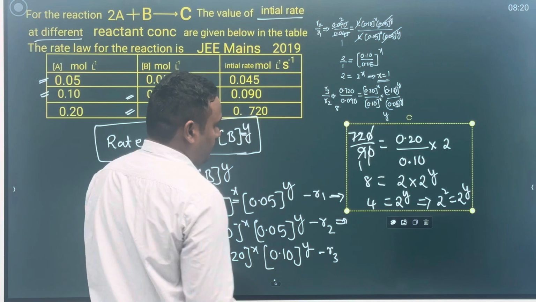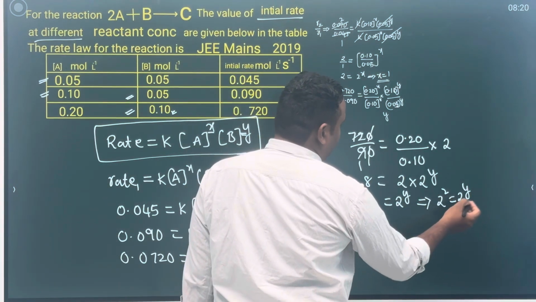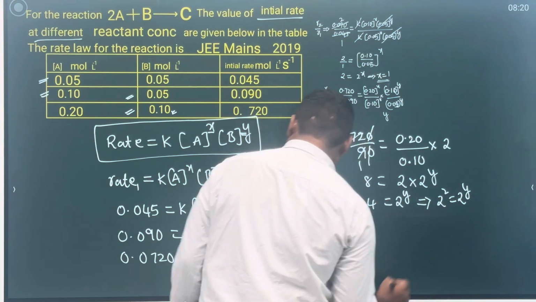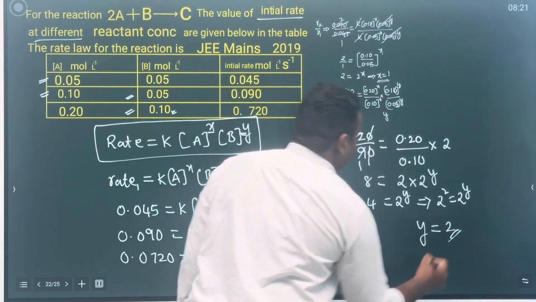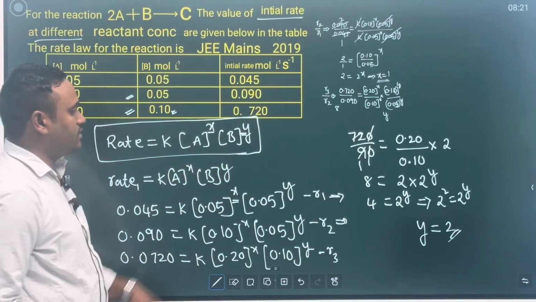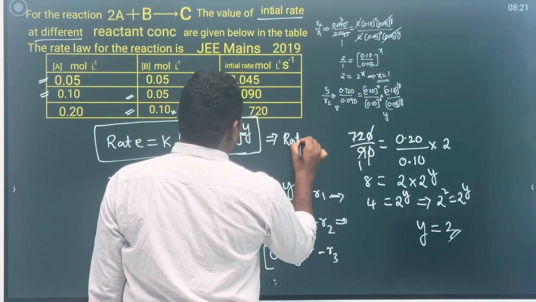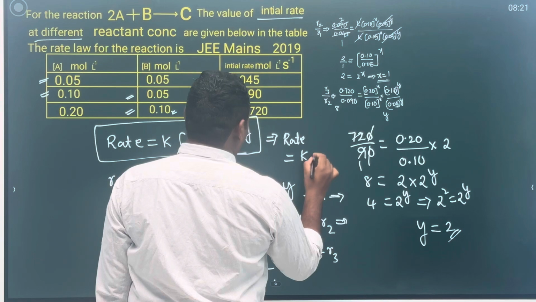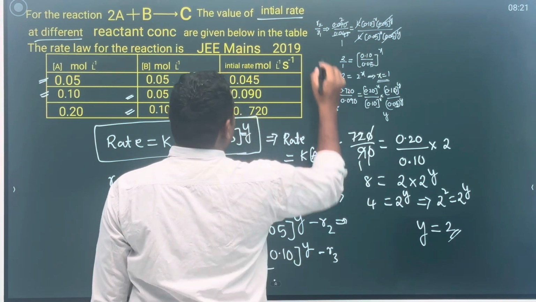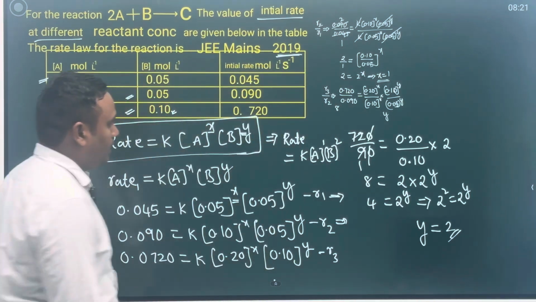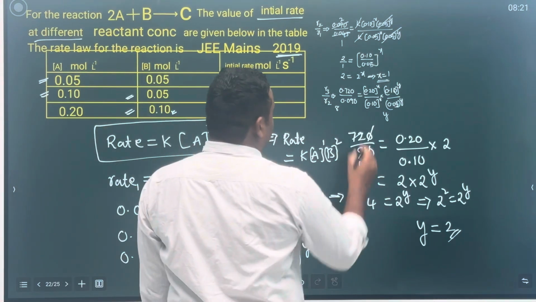So here 2 square is equal to 2 power y. Therefore y is equal to 2, which means x is equal to 1 and y is equal to 2. Therefore the rate is equal to k into A power 1, B power 2. This was asked in 2019. So like this we are going to solve these problems.